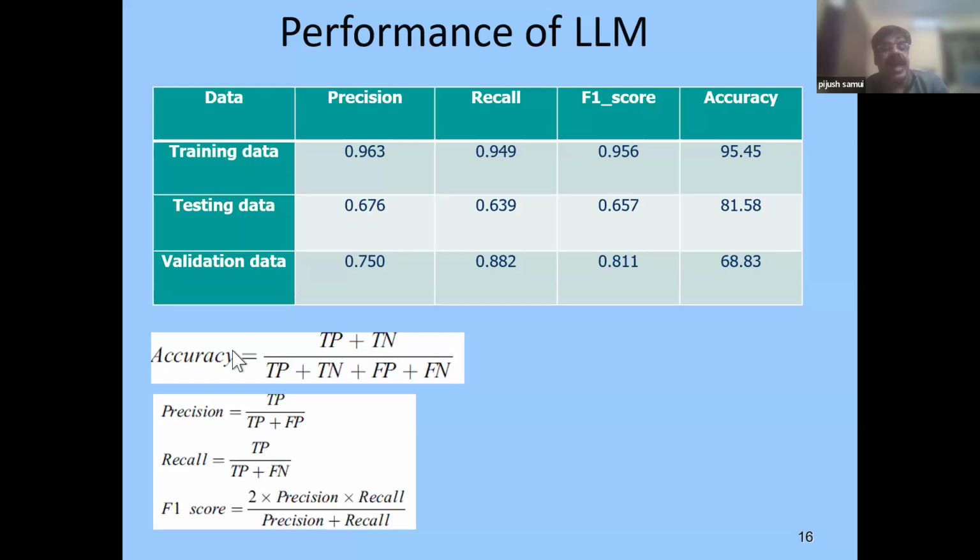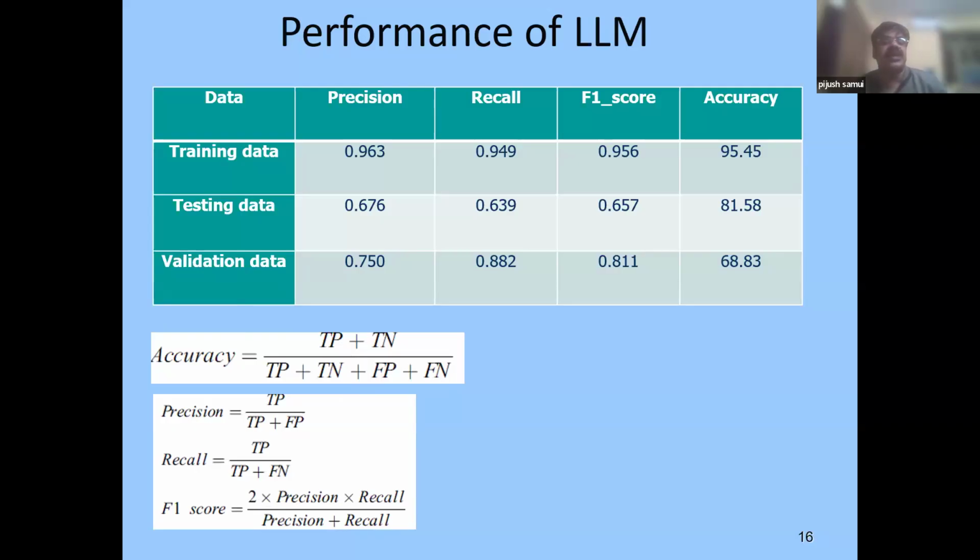accuracy is the true positive plus true negative, divided by the true positive plus true negative plus false positive plus false negative, and precision is equal to true positive divided by the true positive plus false positive, and recall is the true positive divided by the true positive plus false negative. F1 score is 2 into precision into recall divided by the precision plus recall.